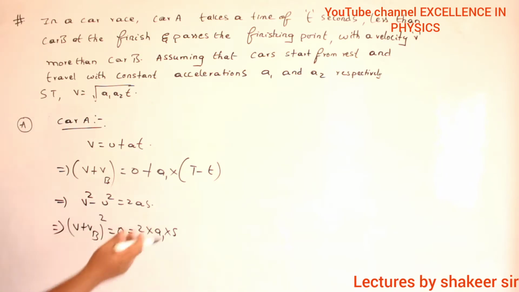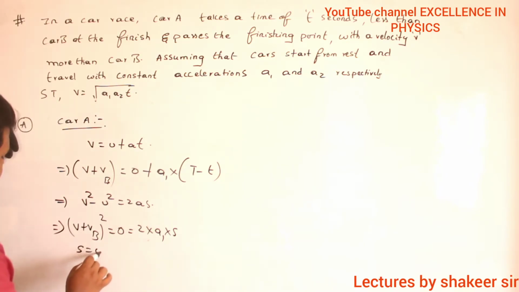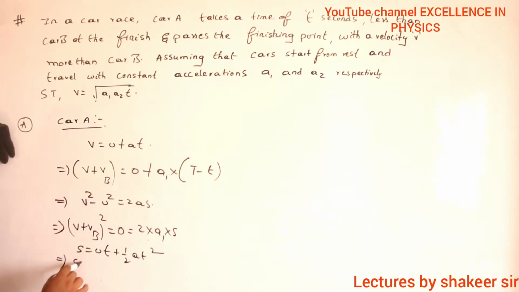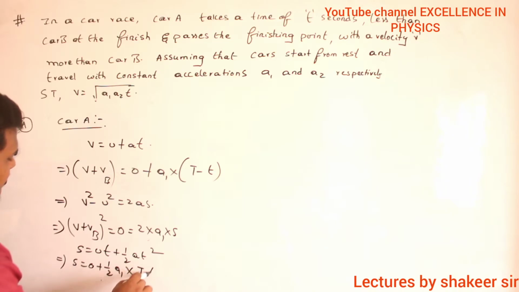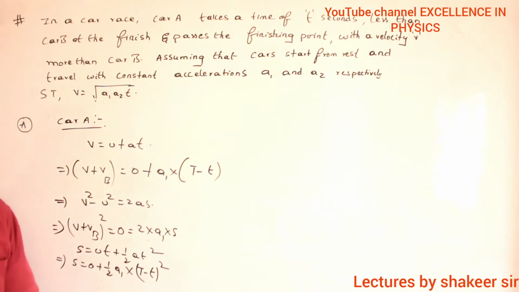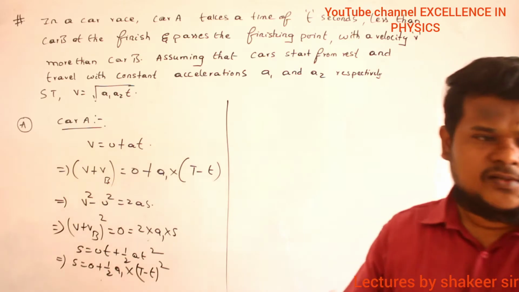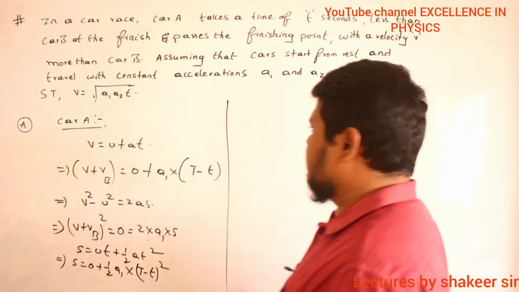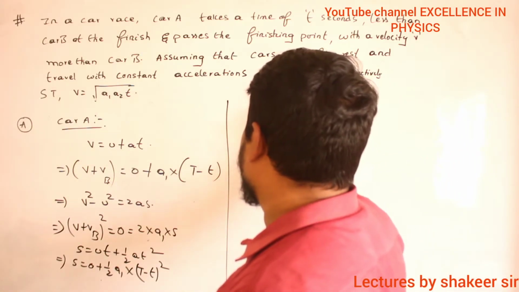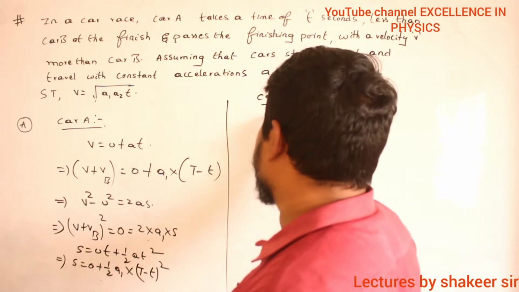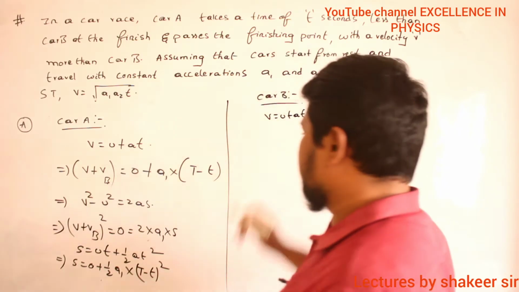Similarly, I can use one more equation, s is equal to ut plus half at square. The distance travelled by car A is s, initial velocity is 0, so half into acceleration a1, time taken is capital T minus small t, whole square. Are you able to understand how I am writing these equations? I am writing all the equations so that finally we will use some of them to derive our required answer. Now I am writing equations for car B. For car B, again let us use the equation v is equal to u plus at.